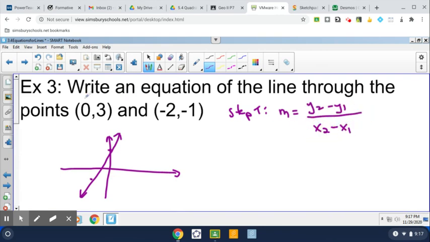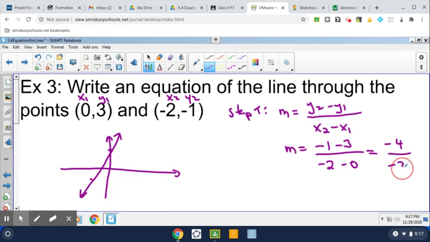Okay, so in mathematics, typically this is x1, y1, this is x2, y2. So m will be -1 minus 3 over -2 minus 0. Now, if you simplify this, -1 minus 3 is -4. -2 minus 0 is -2. So if you divide negative over negative, slope is +2.